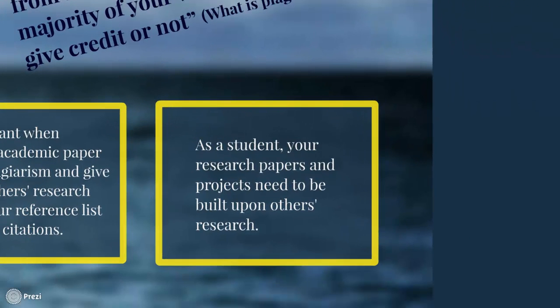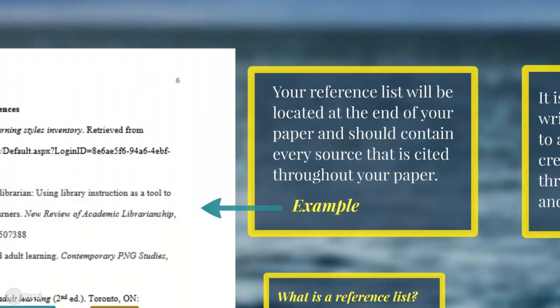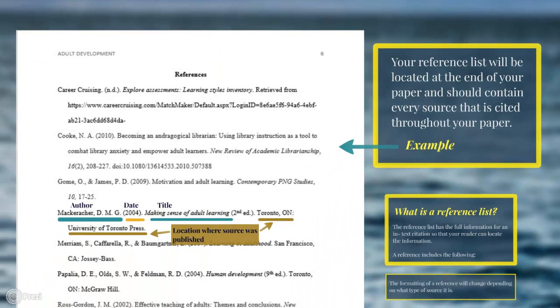As a student, your research papers and projects need to be built upon others' research. It is important when writing an academic paper to avoid plagiarism and give credit to others' research through your reference list and in-text citations. Your reference list will be located at the end of your paper and should contain every source that is cited throughout your paper. Here is an example.